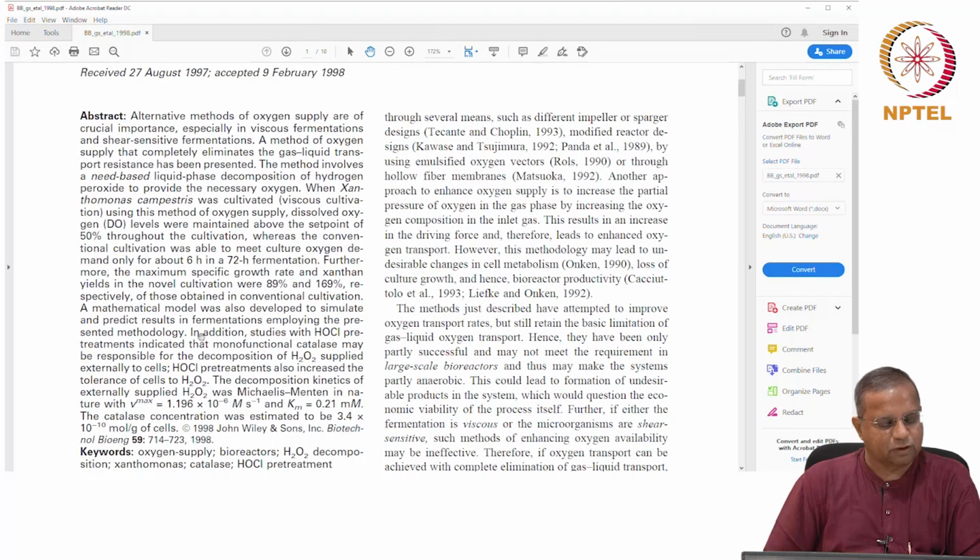A mathematical model was also developed to simulate and predict results in fermentations employing the presented methodology. In addition, studies with HCl pre-treatments indicated that monofunctional catalase may be responsible for the decomposition of hydrogen peroxide. These are fundamental details. If you want, you could read those. And we also could back out some constants which are fundamental and so on.